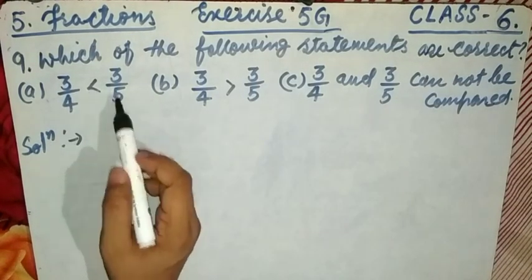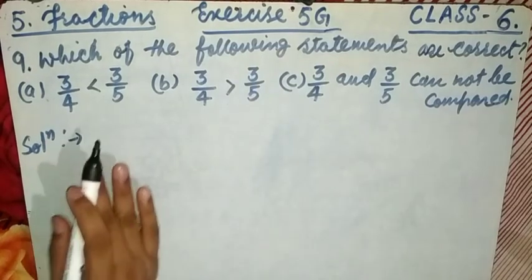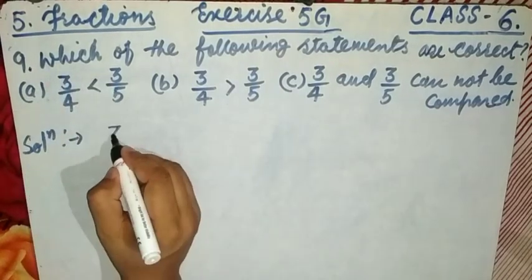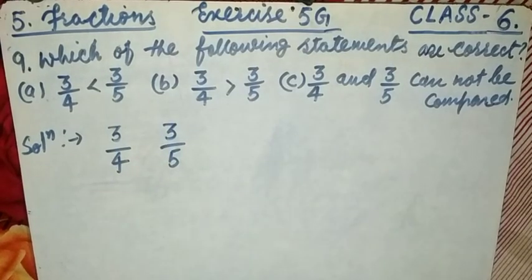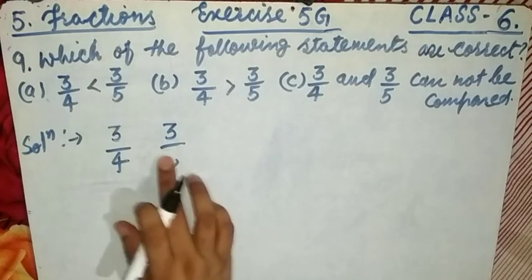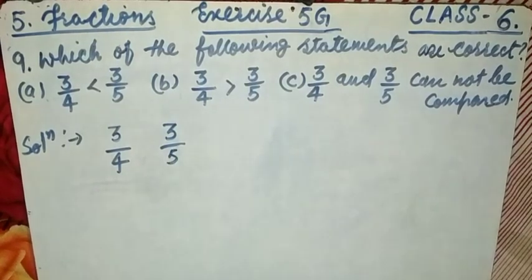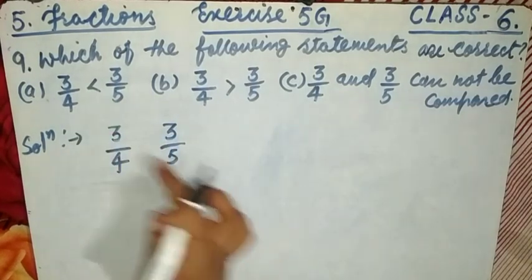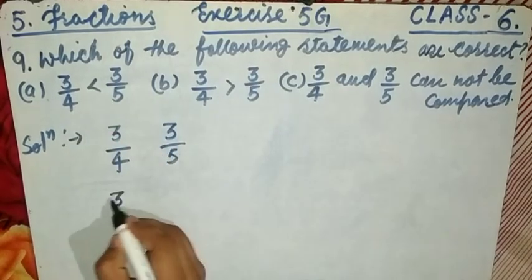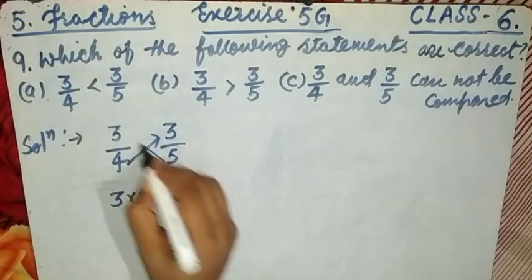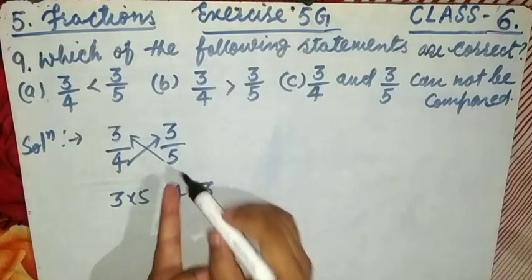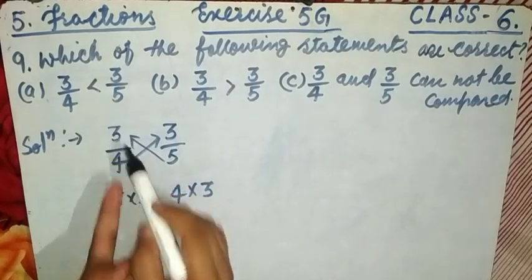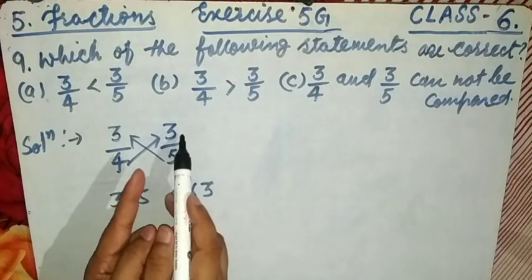Now a) 3 by 4 is less than 3 by 5. Let me check one by one. First, suppose we write down 3 by 4 as it is, and 3 by 5. Now in order to decide which fraction is greater or smaller than the other, if you remember, we come to know by cross multiplication. First multiply as a cross multiplication, 3 multiplied by 5, then 4 multiplied by 3, and always remember the downward number will be brought up, then multiply by 3, then the downward number is brought up, then multiply by 3.